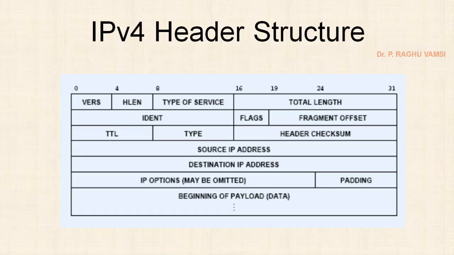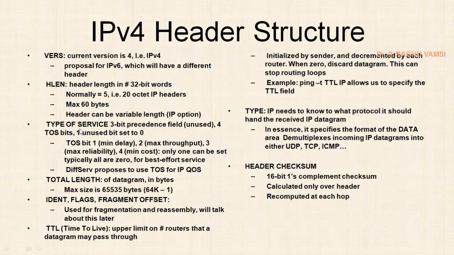Next is type of service. Type of service is what type of service you want with this IP. So type of service is here a 3-bit precedence field. Then four type of service bits will be there, and one unused bit which is set to 0. If you set the type of service bit as 1, then it is minimum delay, so the packet has to be transmitted with minimum delay. 2 means maximum throughput, 3 means maximum reliability, and 4 means minimum cost.